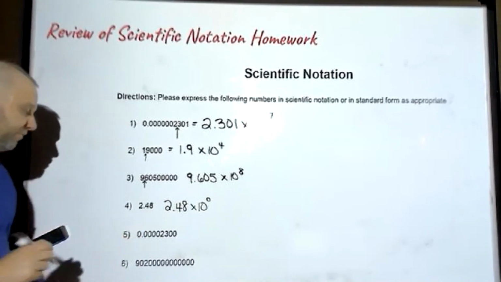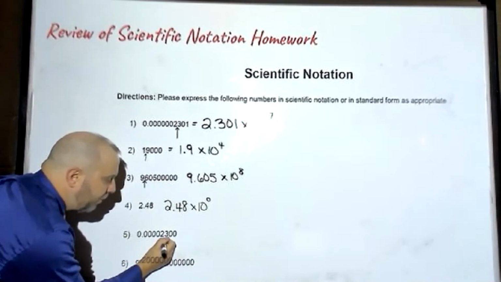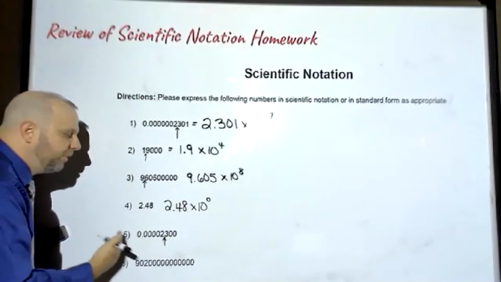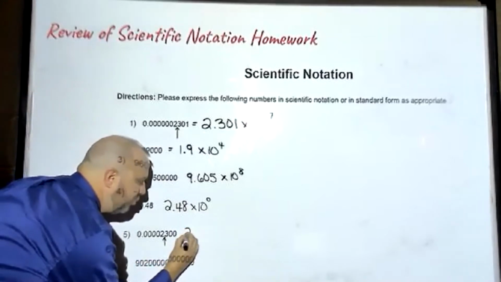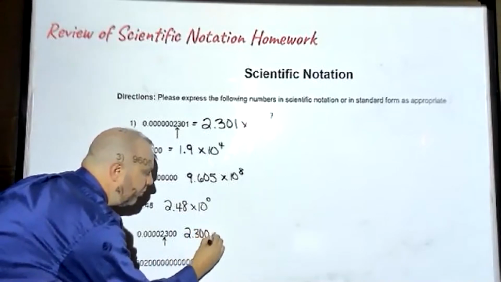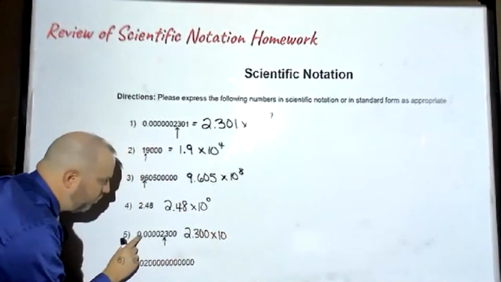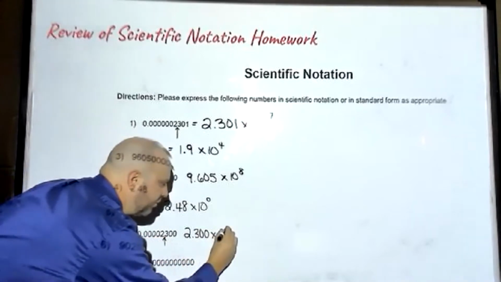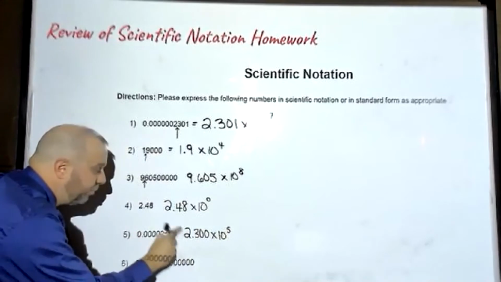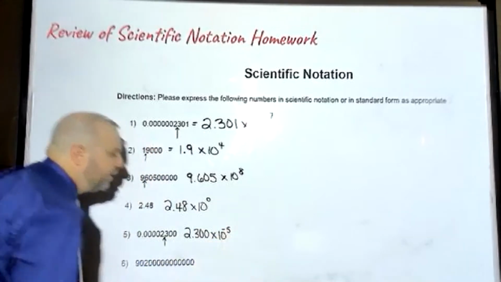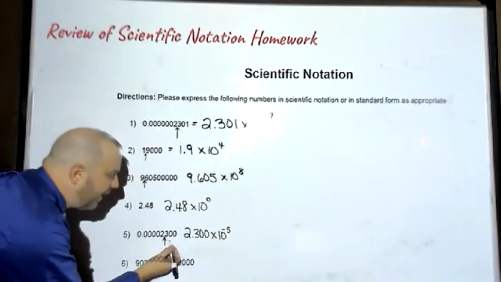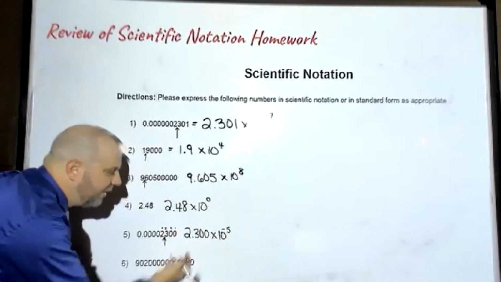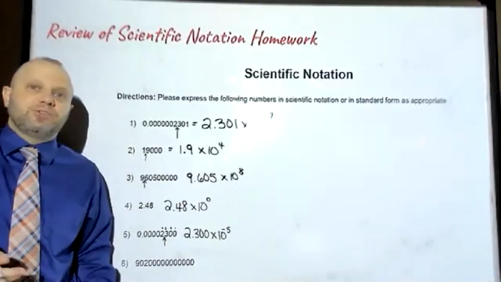In problem number 5, the decimal point is going to end up right here between the 2 and the 3. Again, only 1 non-zero digit should be to the left of it. So I have 2.300 times 10. And I'm going to move the decimal point 1, 2, 3, 4, 5 spaces. I have a decimal, a number smaller than 1, so it's going to get a negative sign. And notice how I had 1, 2, 3, 4 significant figures, and I keep those 4 significant figures. That part is very important.